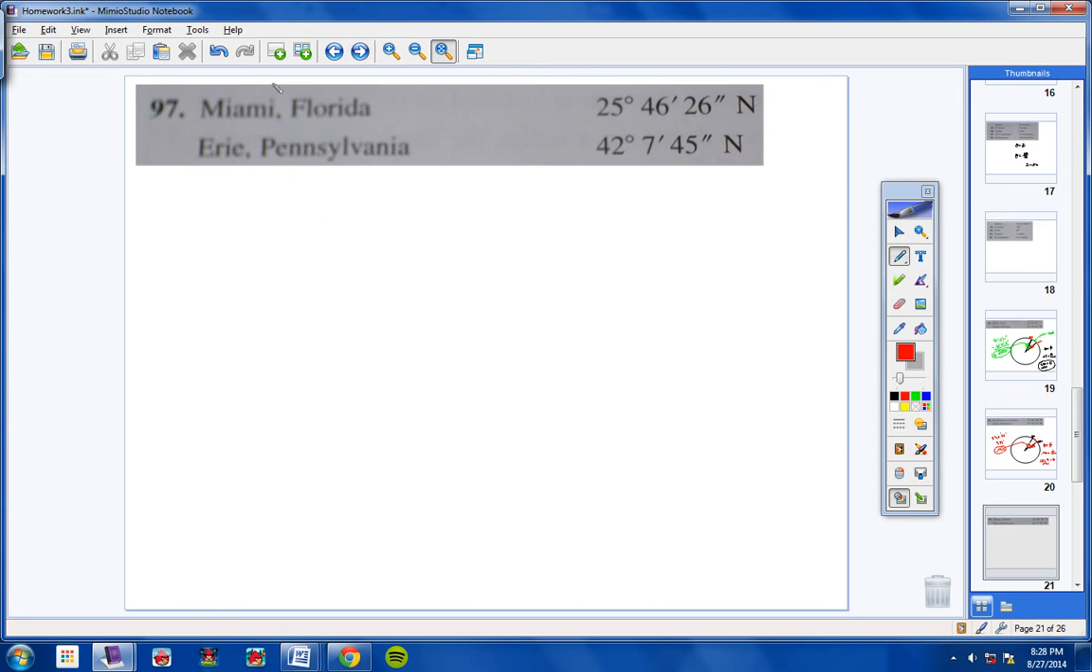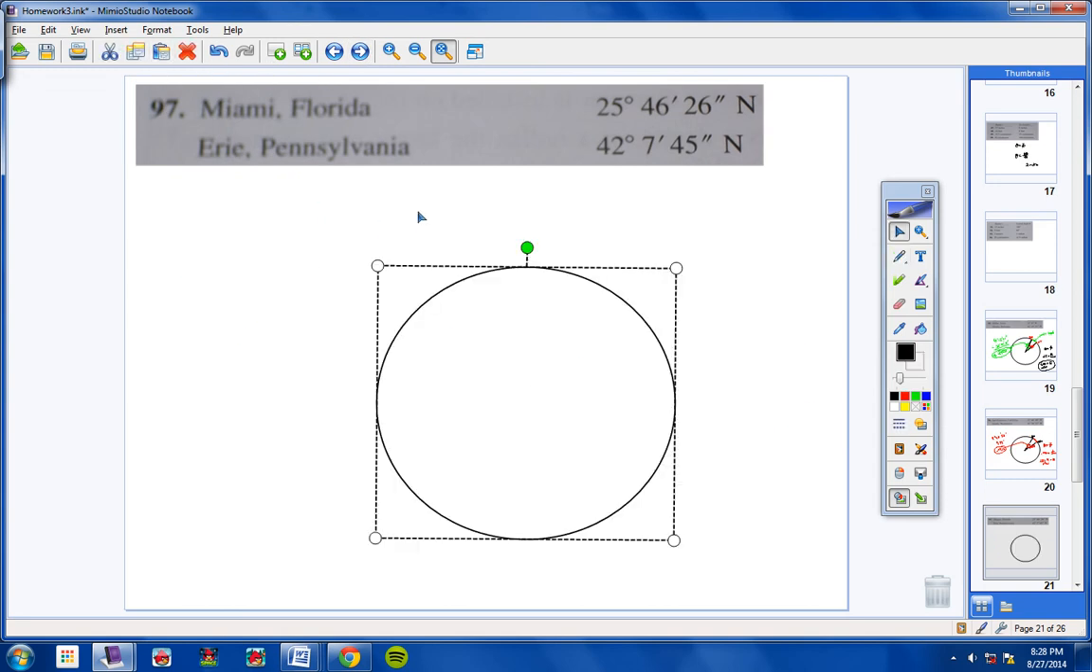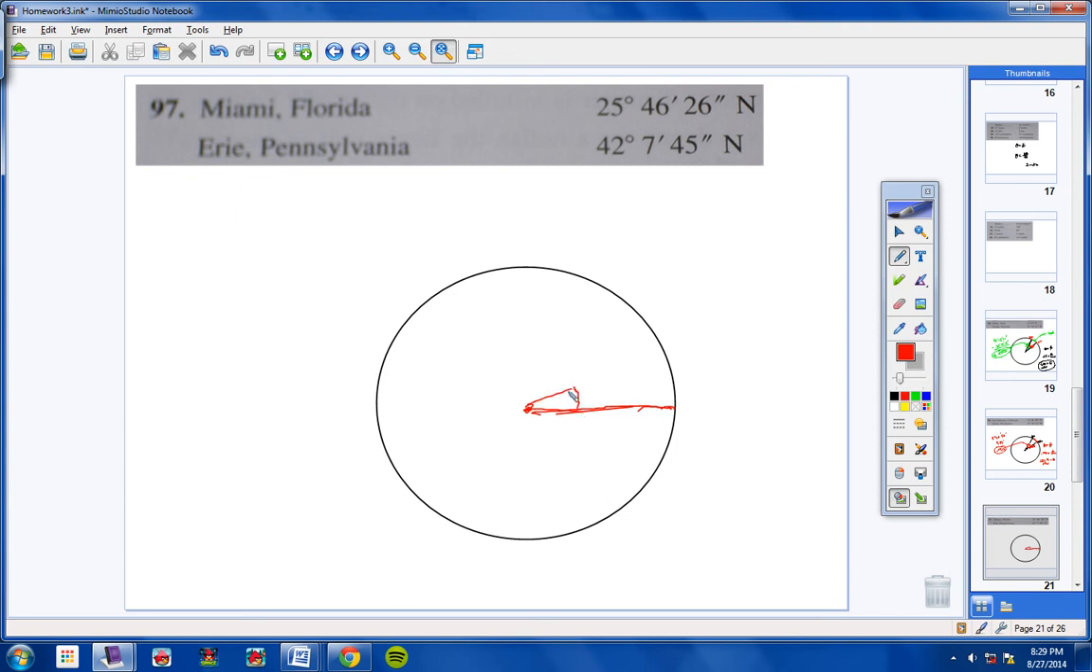Let's try another one. Hopefully we're getting better at this. Okay, so we're going to rotate up 25 degrees north. 25 degrees north, so we go up about that much. That's good enough. And there we go. And that point right there is going to be Miami, Florida, and that's the wrong color.